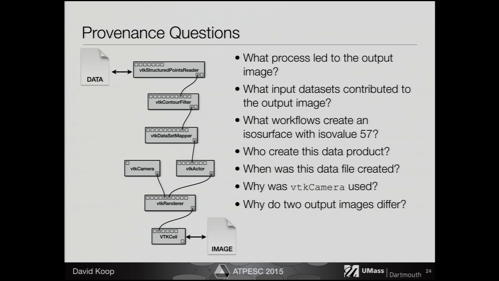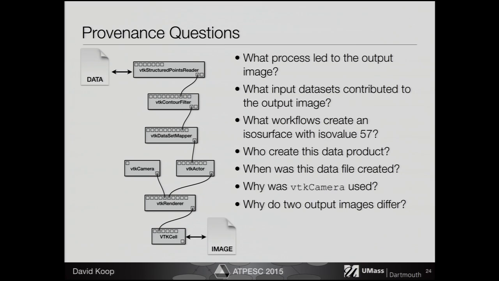So what do we want to ask about provenance? We can maybe capture this information about what was run, who ran it, parameters that were used. Some of the questions we might ask are, what process led to the output image? What input data sets contributed to the output image? What workflows create an ISO surface with ISO value 57?